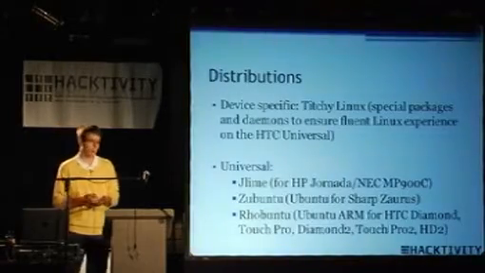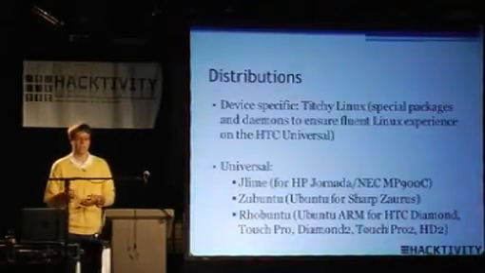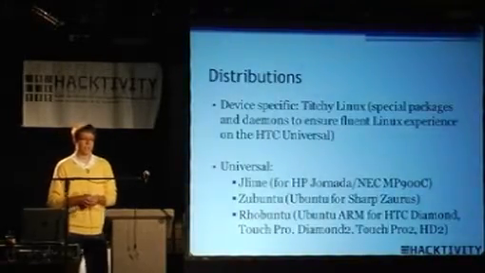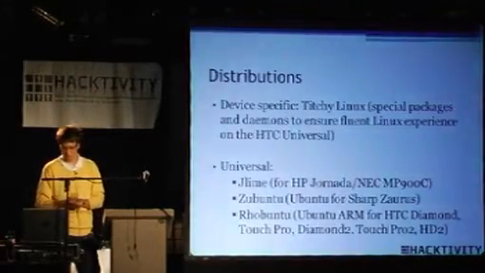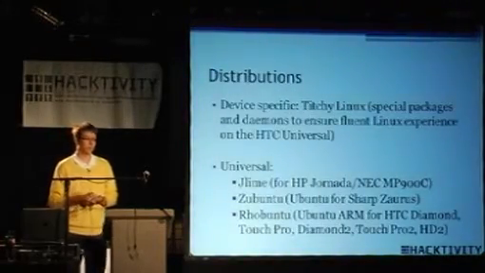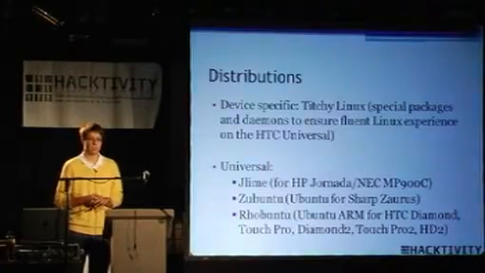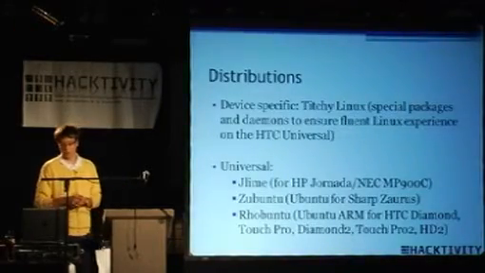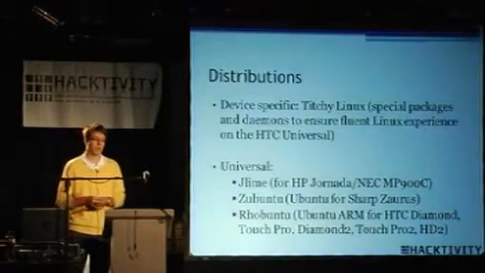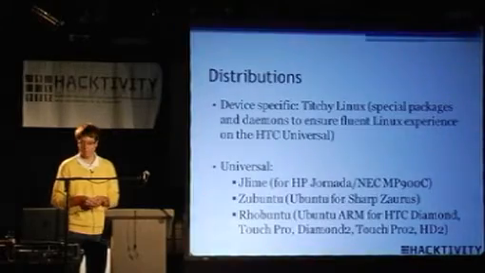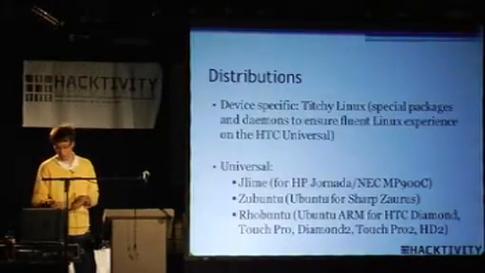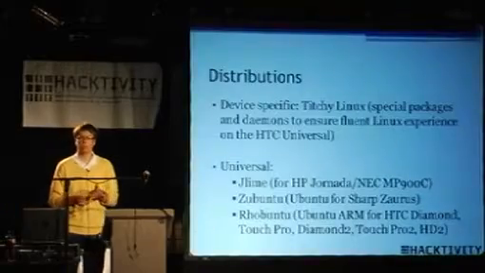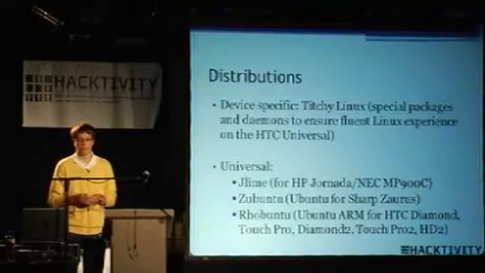And there is an even more universal one, which is JLime. That's for HPCs. We are going to talk about that. Then Xubuntu, which is Ubuntu for Sharp Zaurus devices. Rubuntu, which is the latest HTC ROM for ARM. Ubuntu, which is again available for a lot of devices.